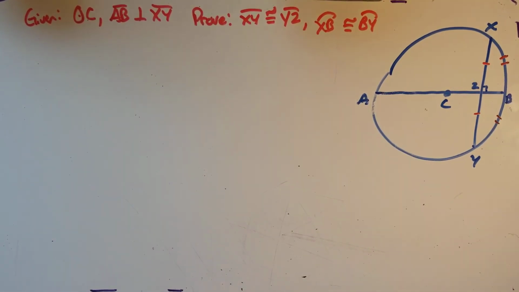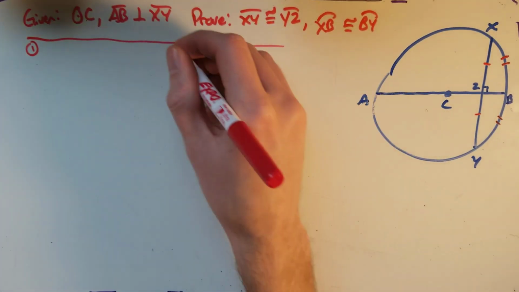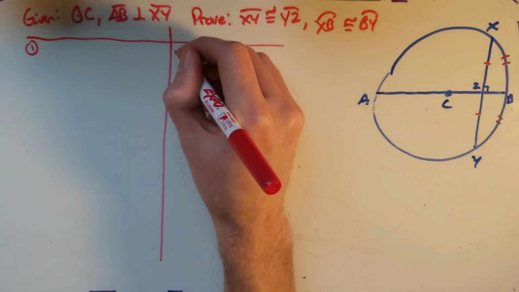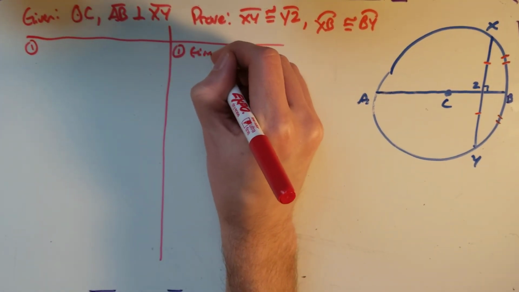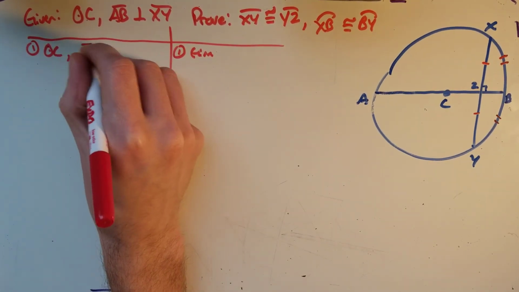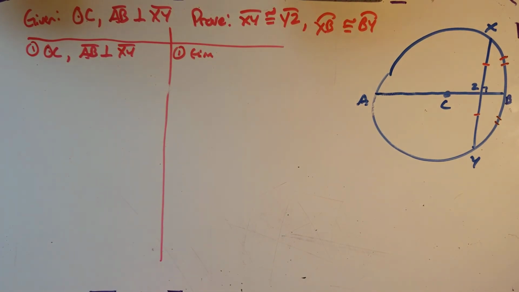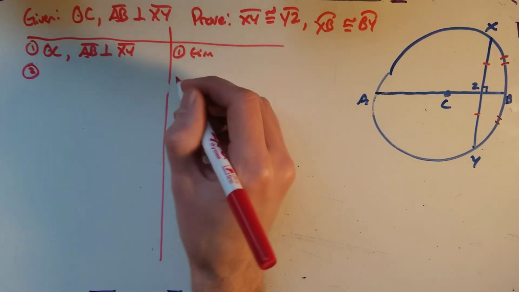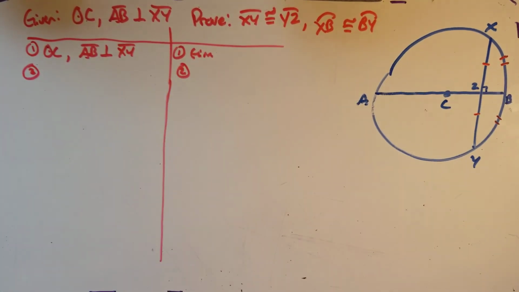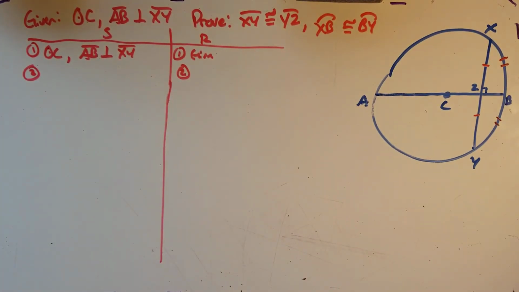So let's start off with what we know, and we'll make a little T table. Our given information is right up here. We have circle C, and we know AB is perpendicular to XY. So if you want to try to map this proof out on your own, that's a good idea, and see if we agree and get there in the same steps.